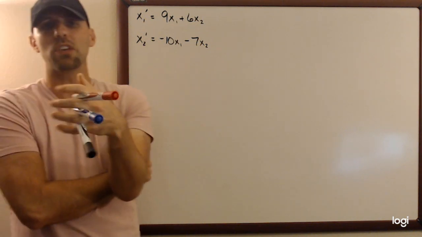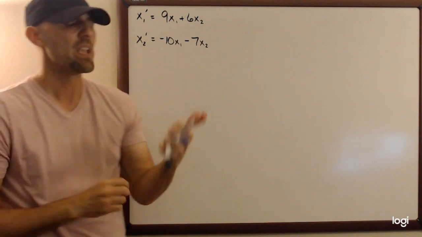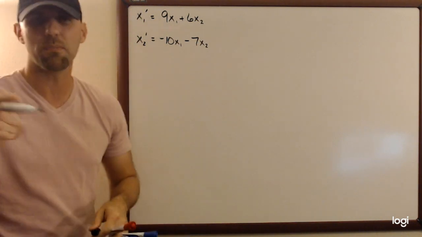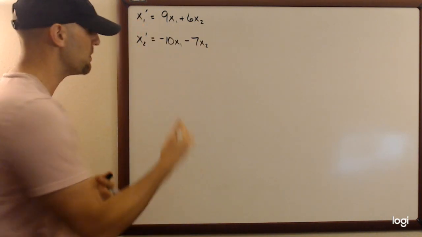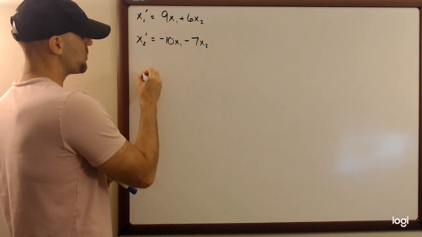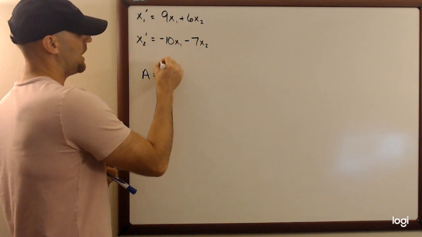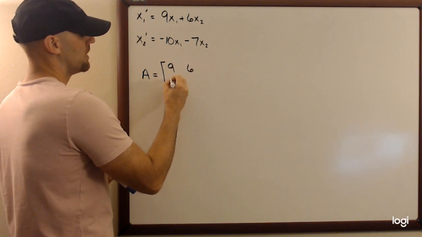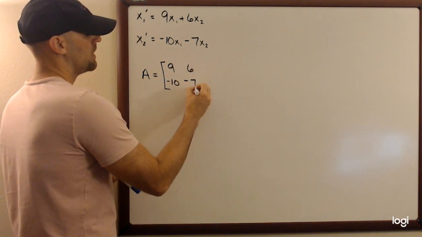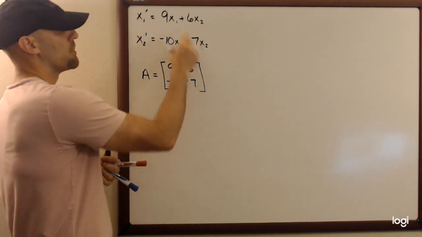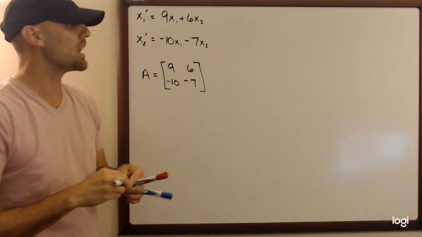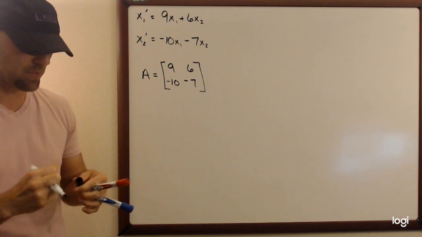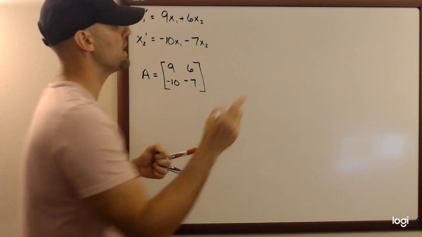Well, the first thing I'm going to do is rewrite this, okay? If I write the coefficient matrix here, like we normally do with systems, I claim that A is 9, 6, negative 10, negative 7, right? That's literally my coefficient matrix. Then I claim that I can actually rewrite this system, okay?